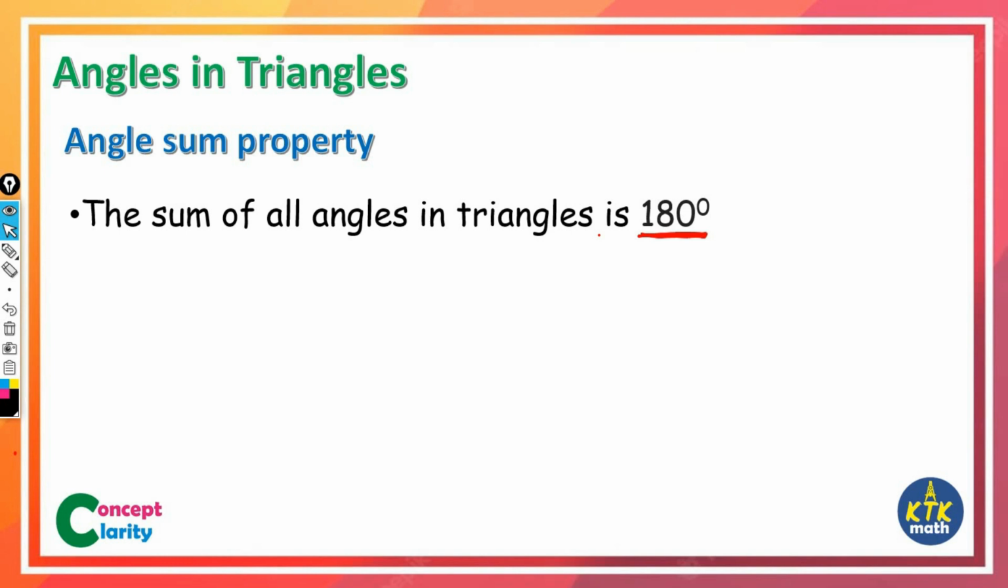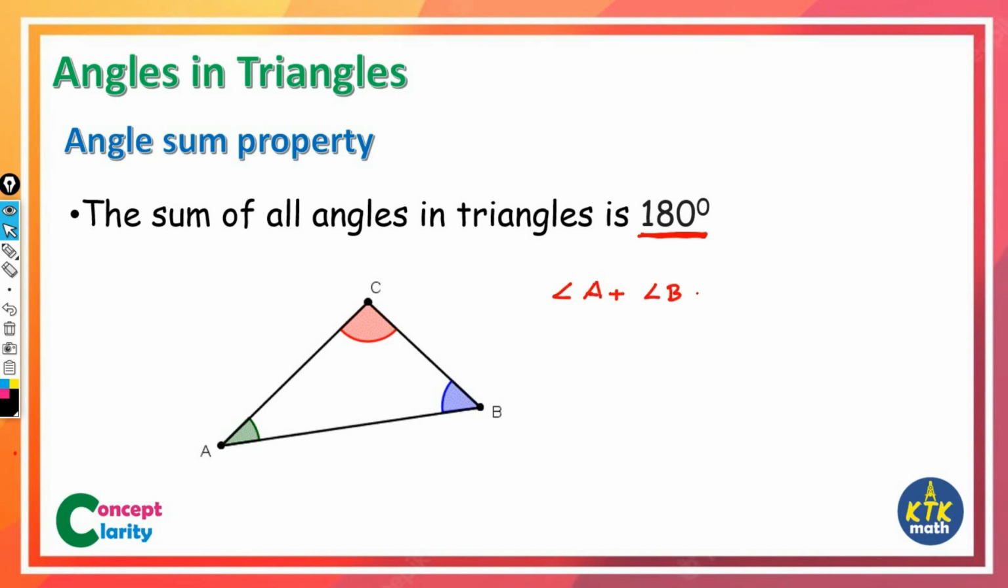In any type of triangle, whenever you are adding three angles, I am talking about the interior angles, you are always going to get 180 only. Now in terms of diagram, consider angle A, angle B and angle C are given. You need to write this as angle A plus angle B plus angle C is equal to 180 degrees.